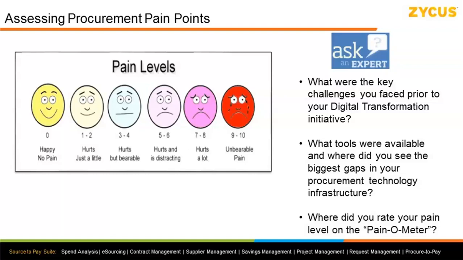I would definitely put us in the 7 to 8 range. That hurts a lot. I mean, unbearable pain. Were we able to drive savings and do negotiations? Absolutely. Were we effective and efficient at pulling that information? Absolutely not, because we didn't have that spend visibility.